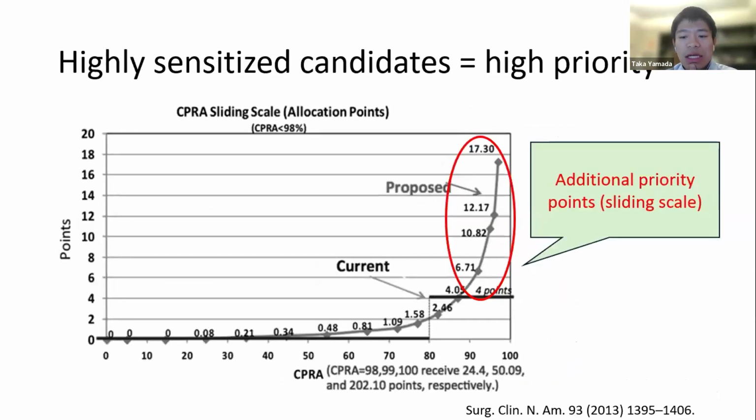So highly sensitized patients face challenges because their extensive immune response often leads to a positive crossmatch with nearly all organ donors. So the new kidney allocation system implemented in 2014 assigns priority points based on a sliding scale. For example, CPRA 99 patients receive 50.09 allocation priority points.